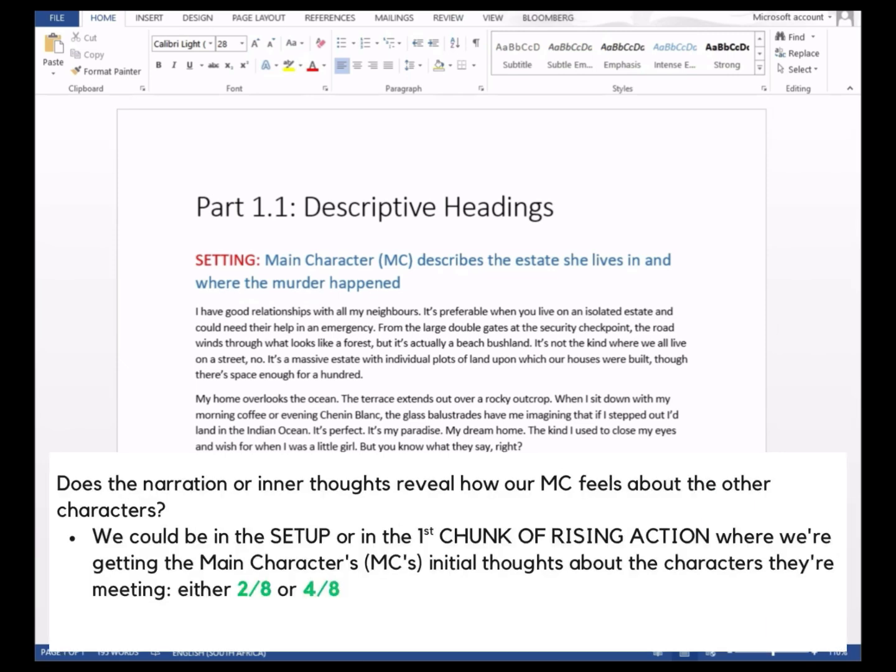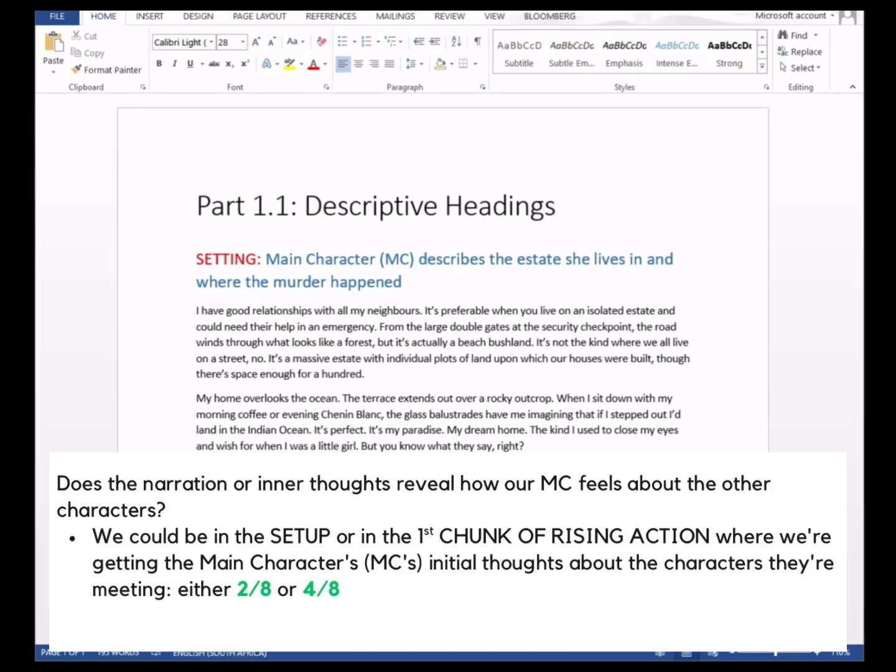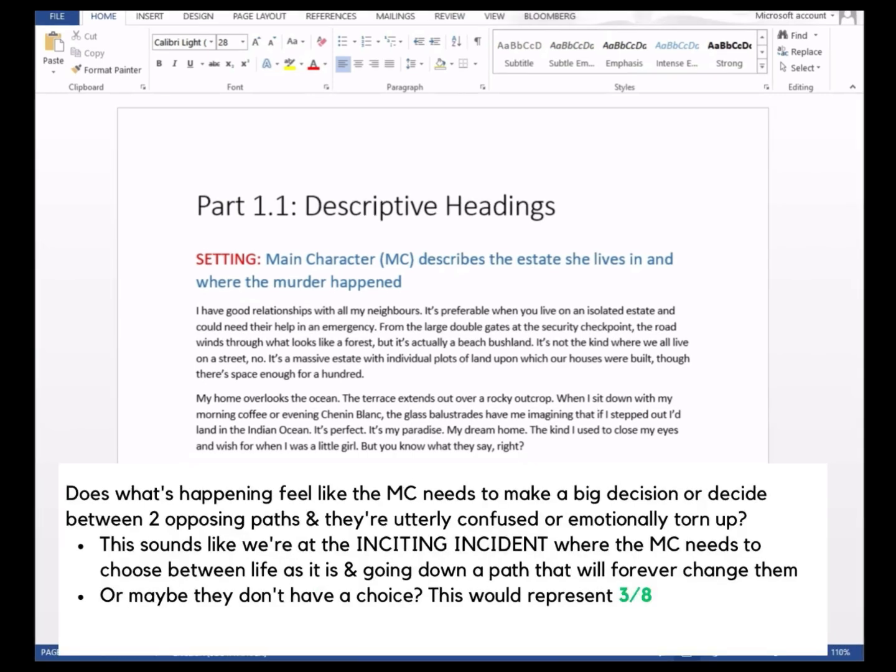Does the narration or inner thoughts reveal how our main character feels about other characters? We could be in the setup, or in the first chunk of rising action, where we're getting the main character's initial thoughts about the new characters they're meeting, which could be either 2 out of 8 or 4 out of 8. Does what's happening feel like the main character needs to make a big decision or decide between two opposing parts and they're utterly confused or torn up emotionally?